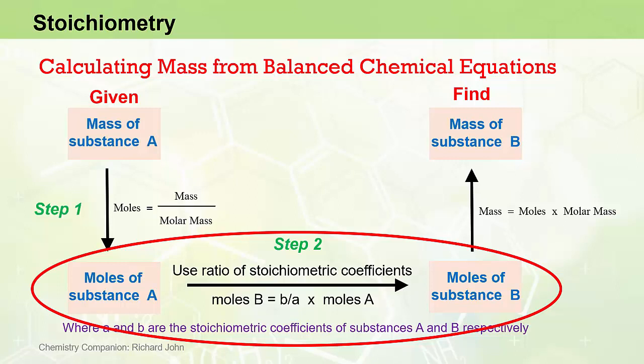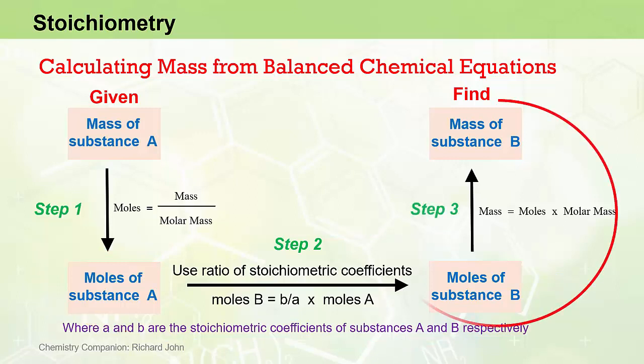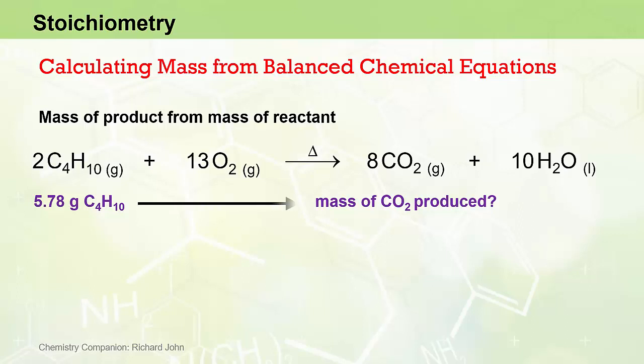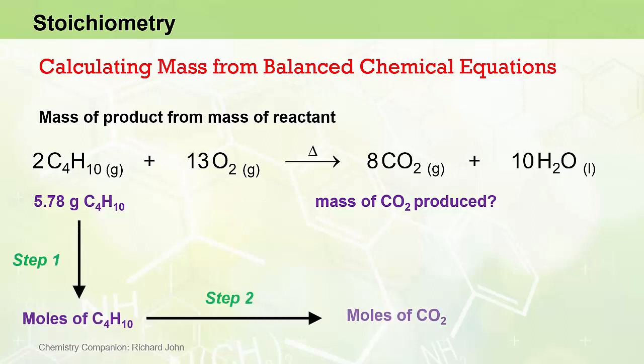Once we have the moles of substance B, we can then use step 3 to calculate the mass of substance B by using the rearranged molar mass equation, where mass is the subject of the equation: mass equals moles times molar mass. So in this scenario, we can't do this calculation directly in one step. We have to go through a 3-step process where we convert the mass of butane to the moles of butane in step 1. Then in step 2, we convert the moles of butane to moles of carbon dioxide using the ratio of the stoichiometric coefficients. And then in step 3, we find the mass of carbon dioxide using the rearranged molar mass equation.